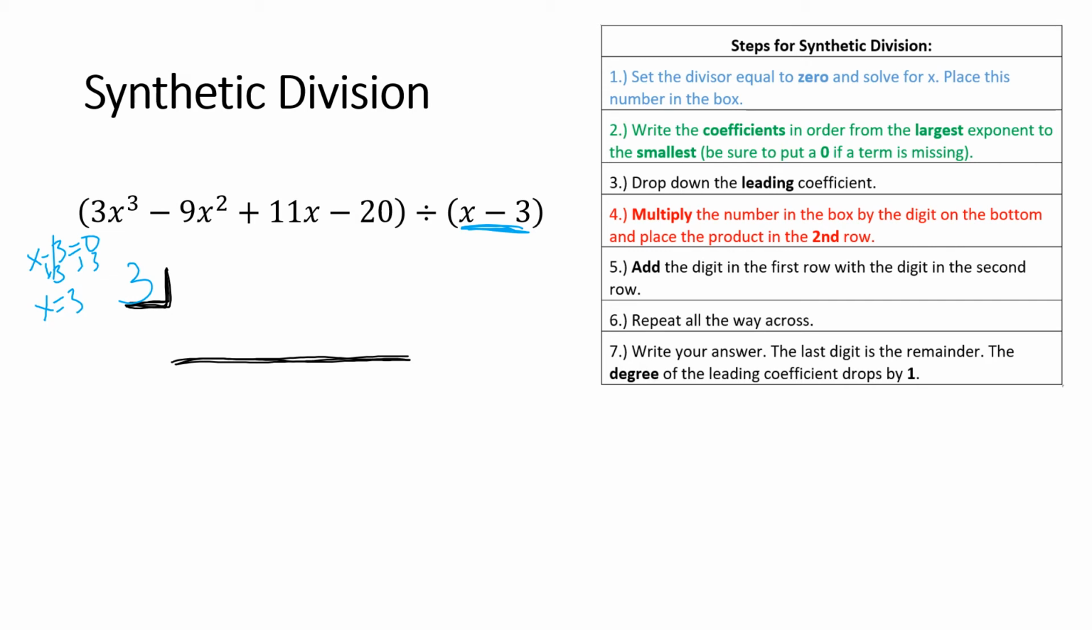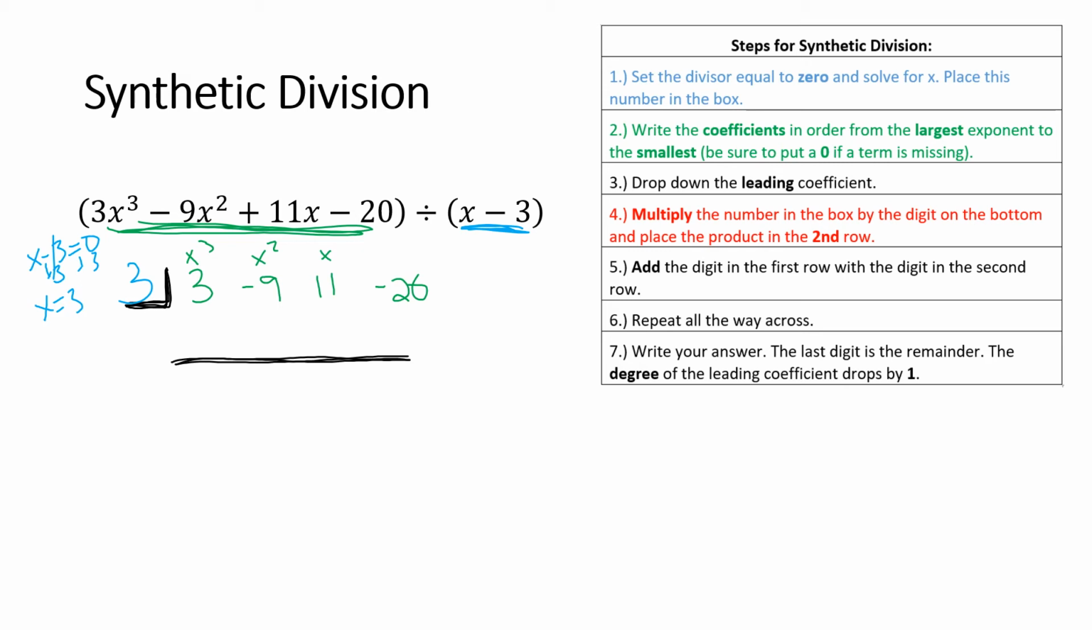Now, across the first row, I'm going to take the coefficients in order from the highest exponent down to the lowest exponent. So here I've got 3, negative 9, 11, and negative 20. The 3 represents 3x cubed. The negative 9 represents negative 9x squared. The 11 represents 11x, and then the negative 20 is the constant.